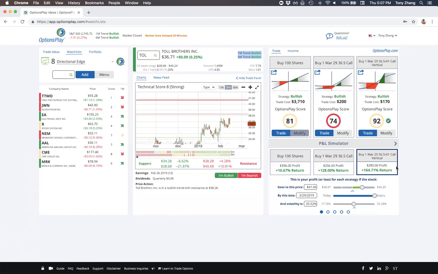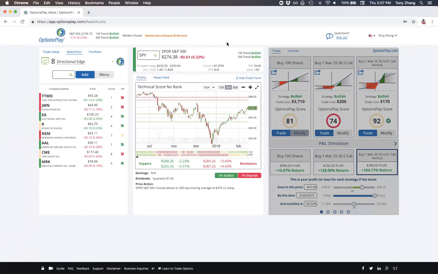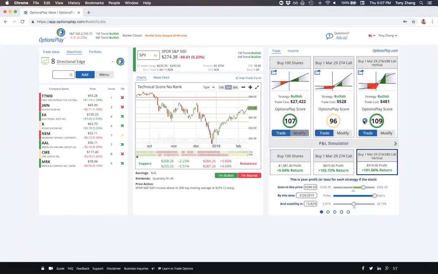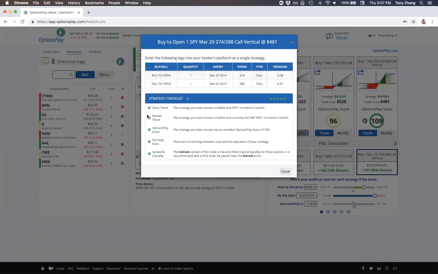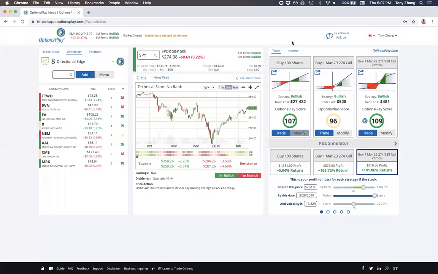Craig's asking, what does the OptionsPlay logo mean when it's on a trade, the SPY call spread we just saw? The question is, why does this one get an OptionsPlay symbol and not a check mark? Great question. When you hit the trade button, we have what's called a strategy checklist. When everything is checked off as green on the strategy checklist, that's when you get an OptionsPlay score.